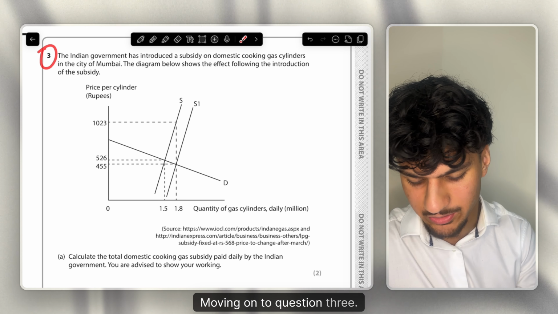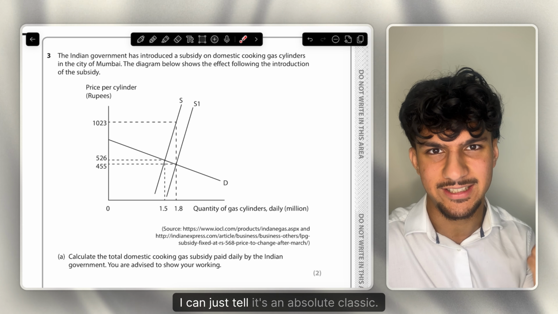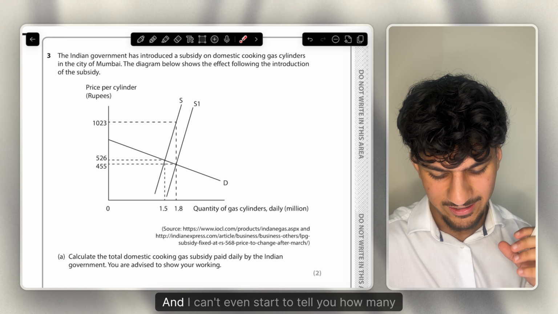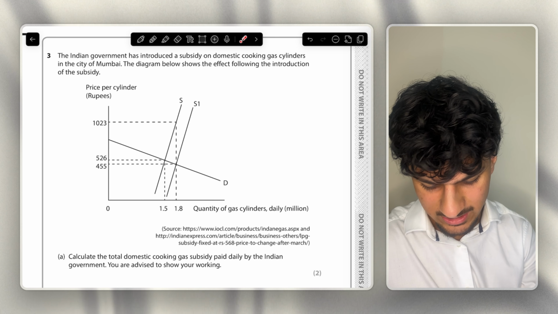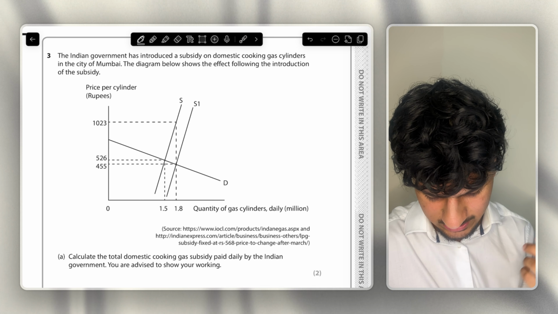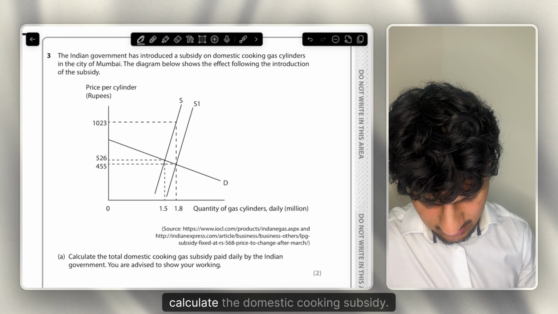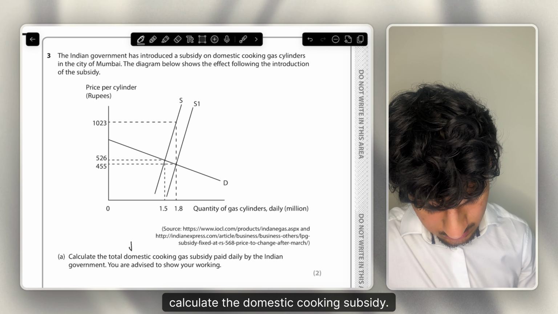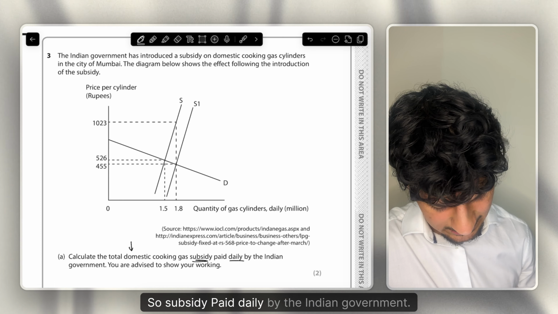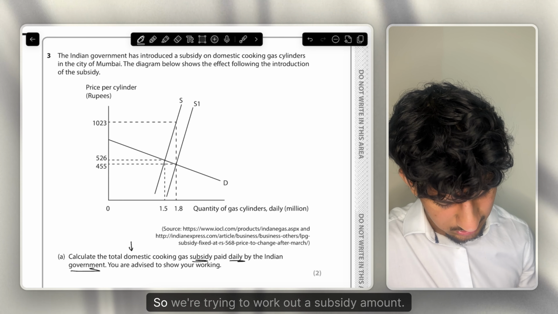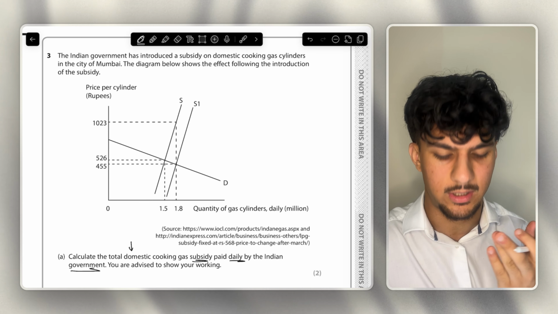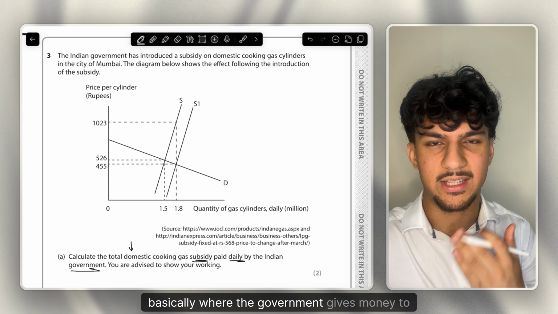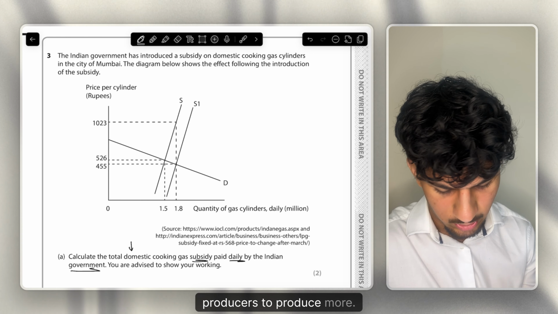Moving on to question 3. Just looking at it, I can tell it's an absolute classic, and I can't even start to tell you how many students drop marks on this. But let's get started. Starting with actually reading the question: calculate the domestic cooking subsidy paid daily by the Indian government. So we're trying to work out a subsidy amount. Now, what is a subsidy? It's a grant to producers, where the government gives money to producers to produce more.